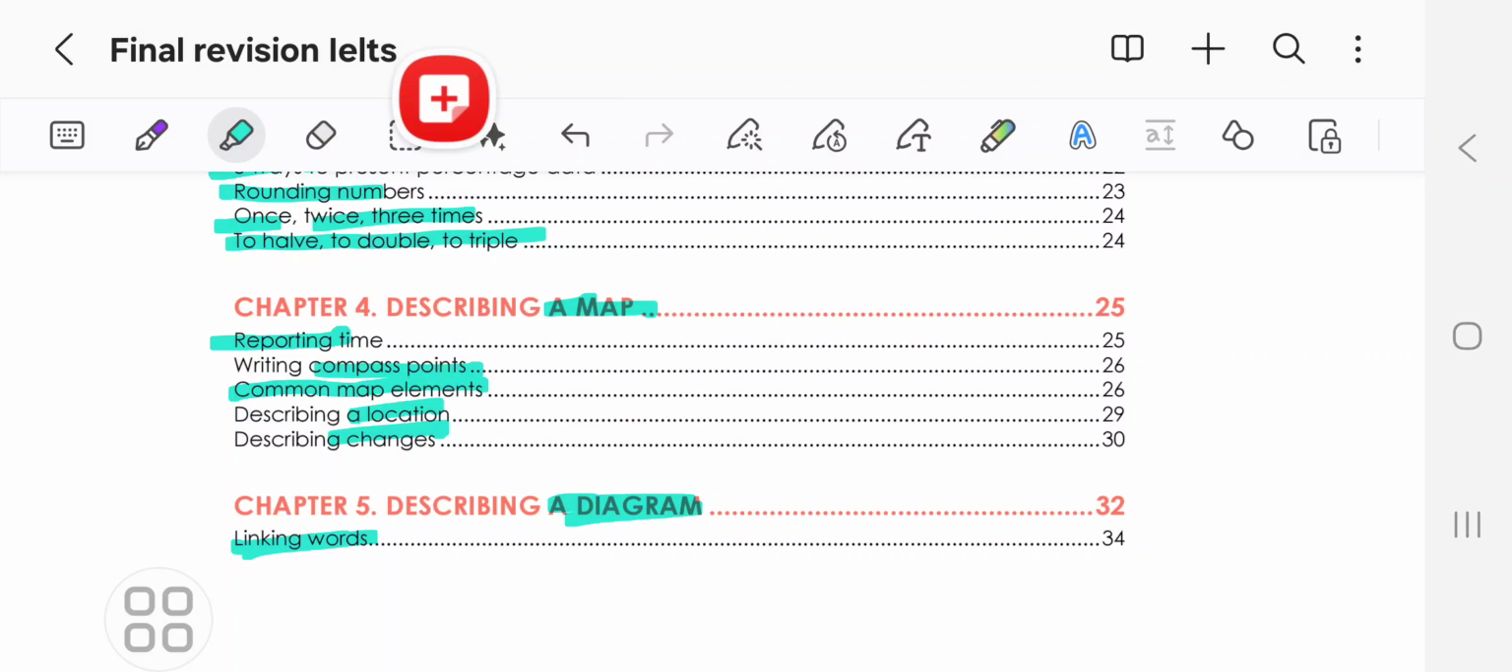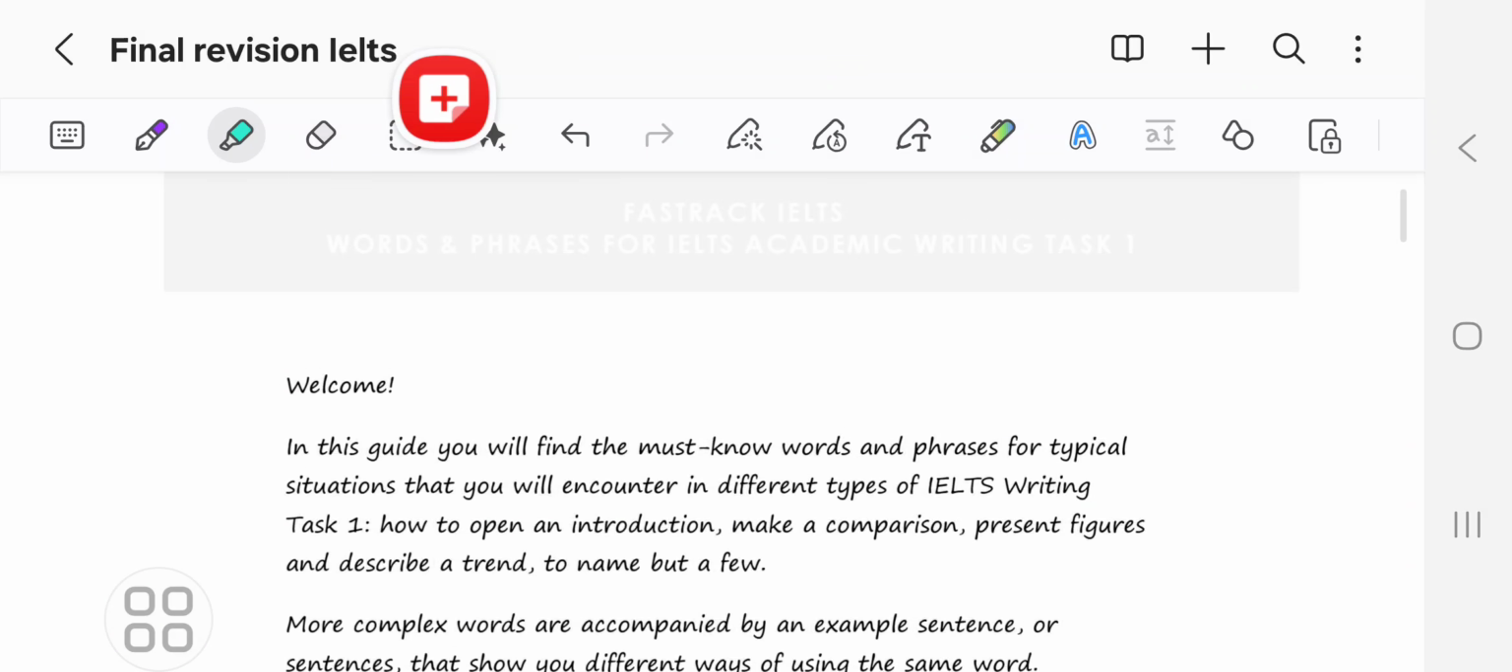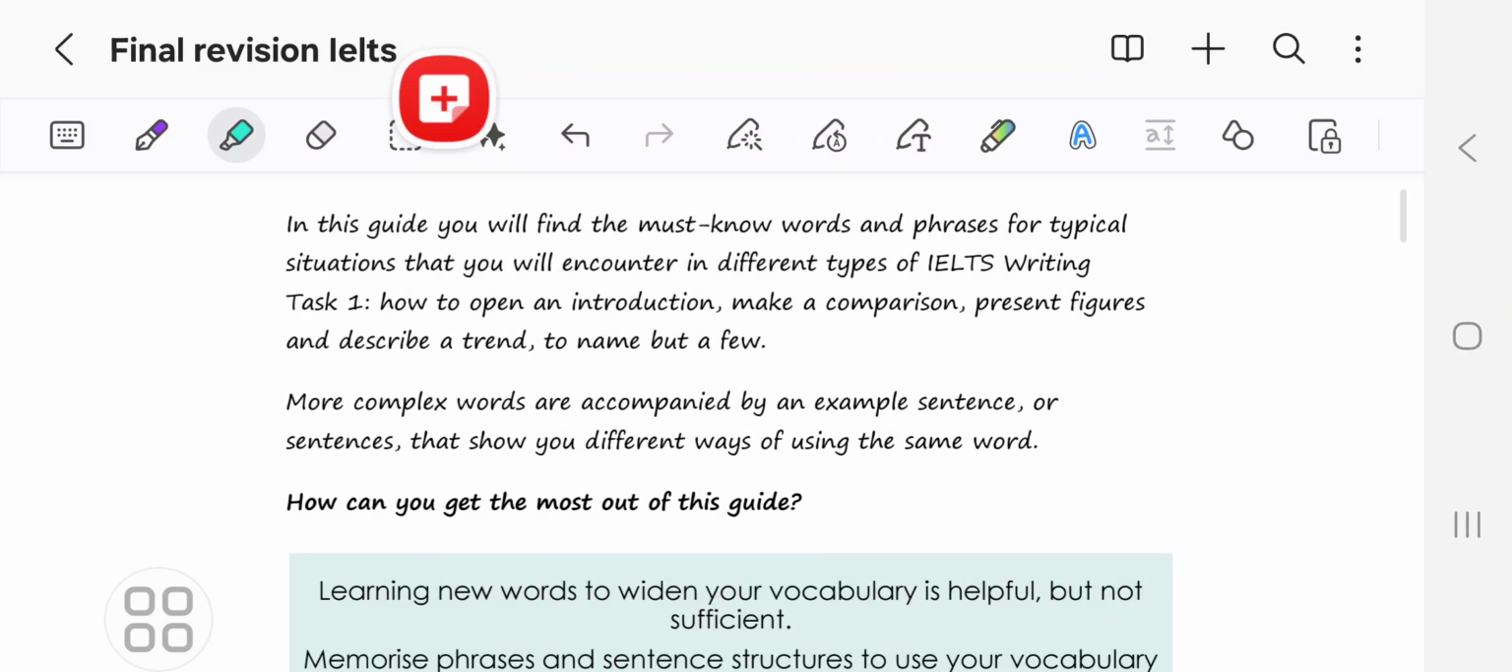Then this will end it. Okay, so let's start doing it. And then this is the very important thing.